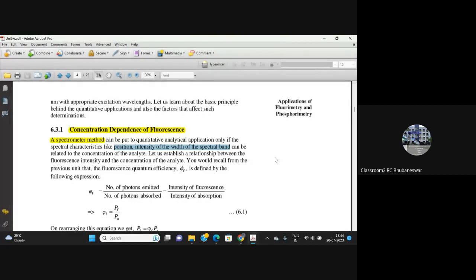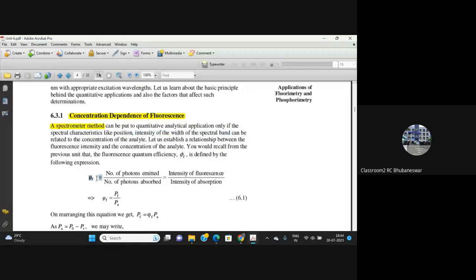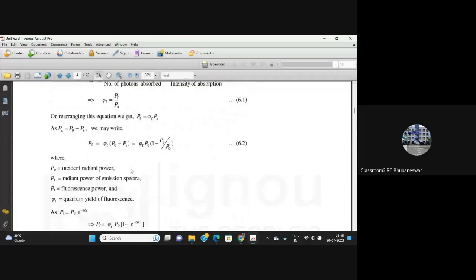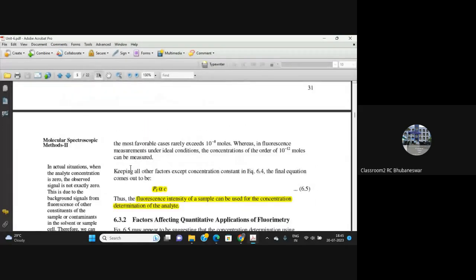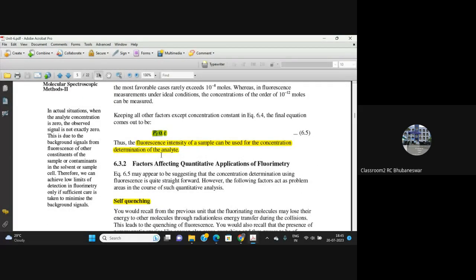So any changes you see in the spectrum, then only you can analyze the concentration of the analyte. For different techniques you are going to use it in different ways, the UV visible or fluorescence or anything. So here, through quantum field measurements, you can predict the concentration of analytes. This intensity is proportional to concentration. Thus, the fluorescence intensity of a sample can be used for the concentration determination of the analyte.